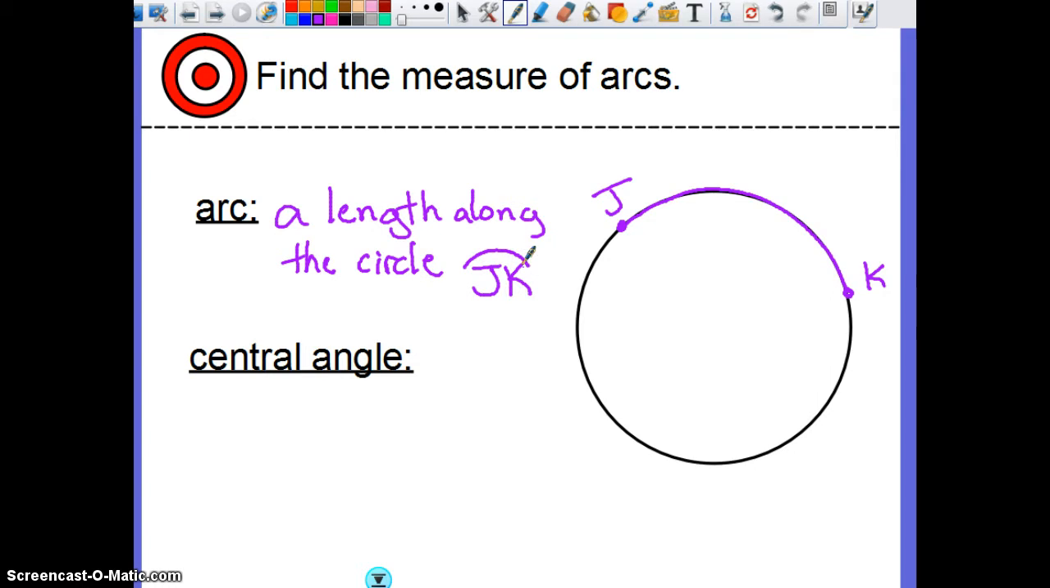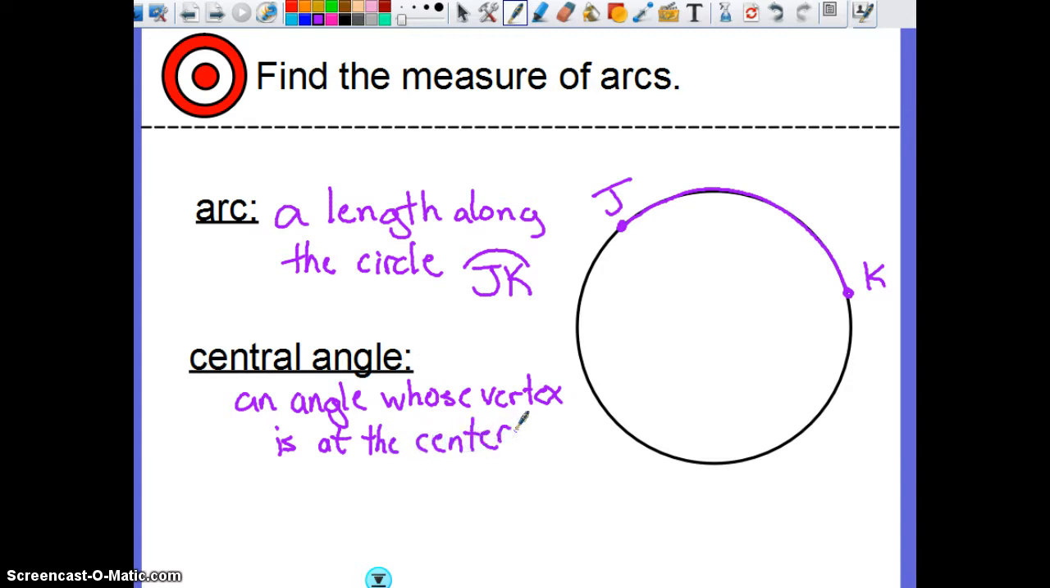Now a central angle, think central, center. It's an angle whose vertex is at the center of the circle. So the central angle for this arc would be, there's my center. I would draw in this angle here, and maybe I name this L. So the angle JLK would be my central angle.